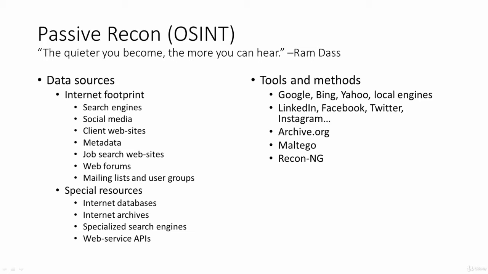So this leads us to special resources that we can use to get more information or to automate getting the information in the internet footprint. These are internet databases, large collections of what's going on the net. For example, DNS registration records.